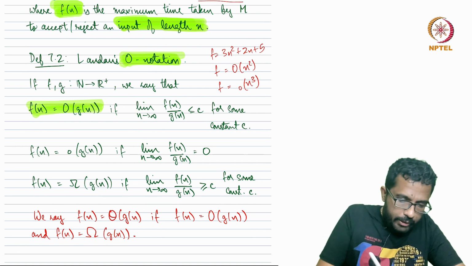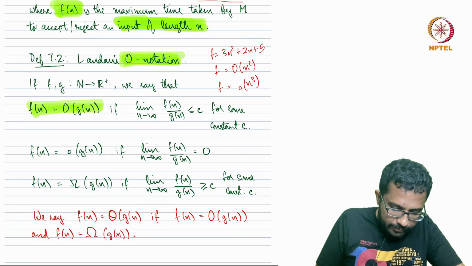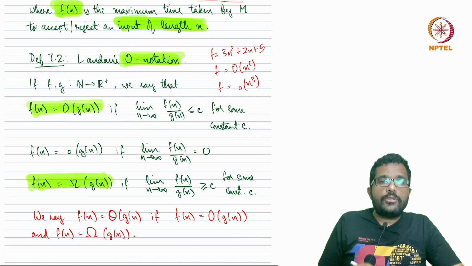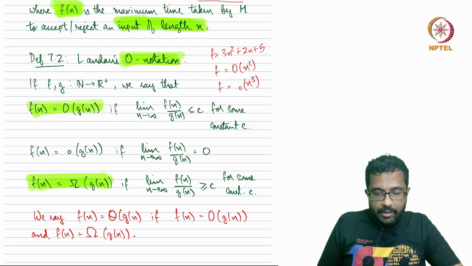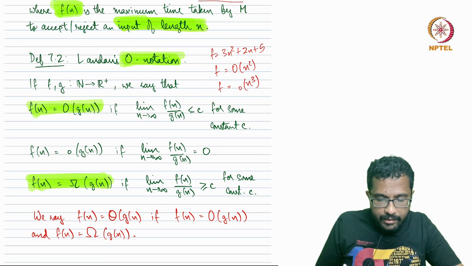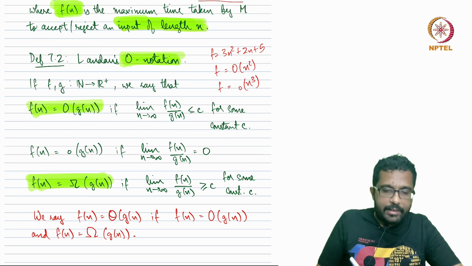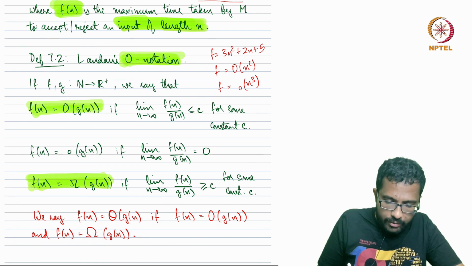There is also another notation called omega. We say f is omega of g(n). This is used to lower bound things. This is used when the limit of f by g is at least some constant c.